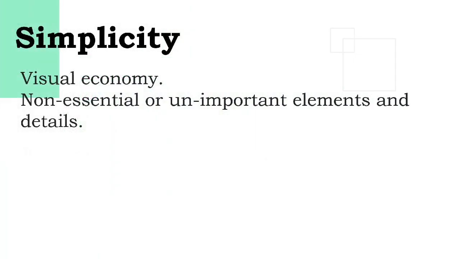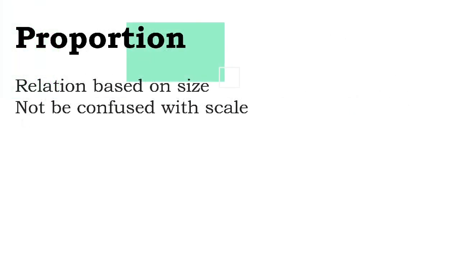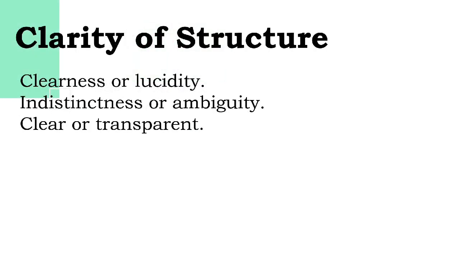Simplicity, also known as visual economy or minimal design, is omitting all non-essential or unimportant elements and details which don't really contribute to the essence of the overall composition, in order to emphasize what is important. Proportion is a relation based on size between parts or objects within a composition. It should not be confused with scale, which defines the relation between different artworks and their sizes.